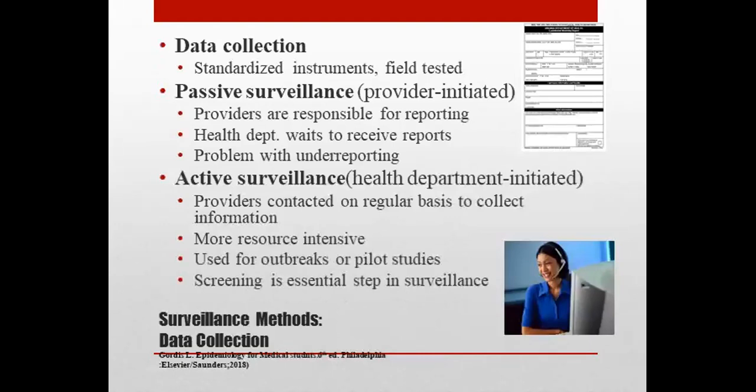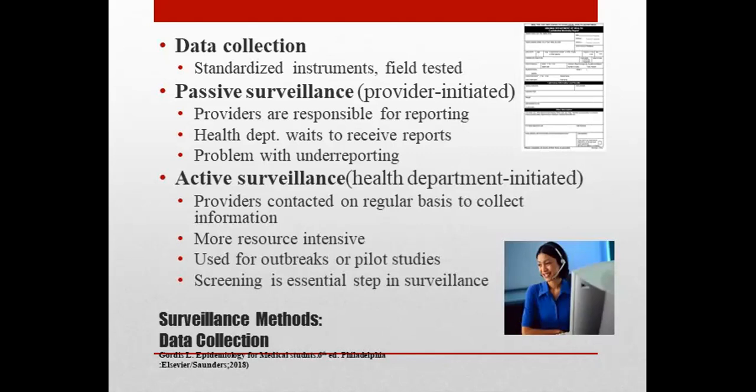Surveillance methods. There are many surveillance methods for data collection. Actually, they can use standardized data instruments and field visits. There are mostly two types of surveillance for collecting data. One is active surveillance and the other is passive surveillance. Active surveillance is initiated by the health department. In this, the health provider is contacted on a regular basis to collect information. This is more resource-intensive surveillance. It is used mostly for outbreaks or pilot studies.